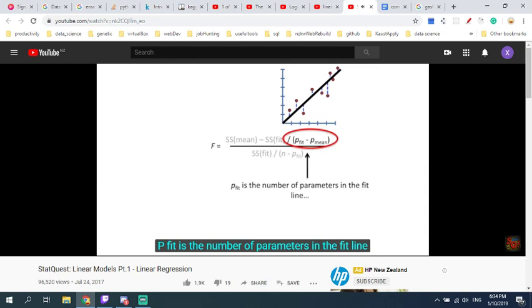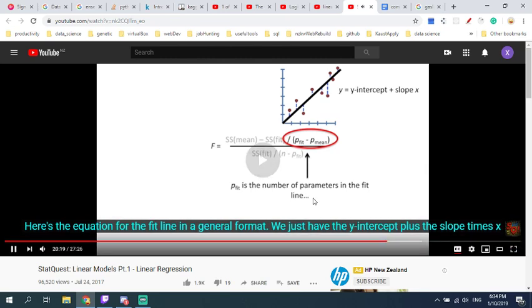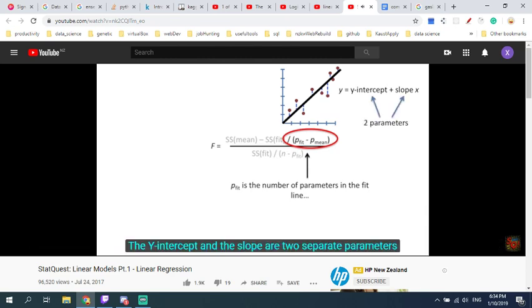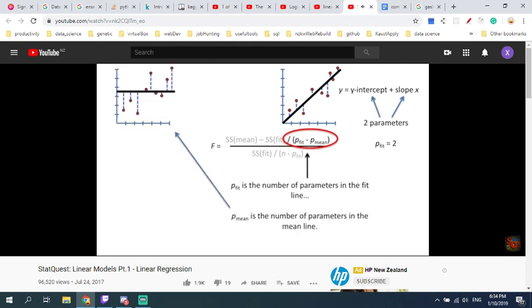P_fit is the number of parameters in the fit line. Here's the equation for the fit line in a general format. We just have the y-intercept plus the slope times x. The y-intercept and the slope are two separate parameters. That means p_fit equals 2.